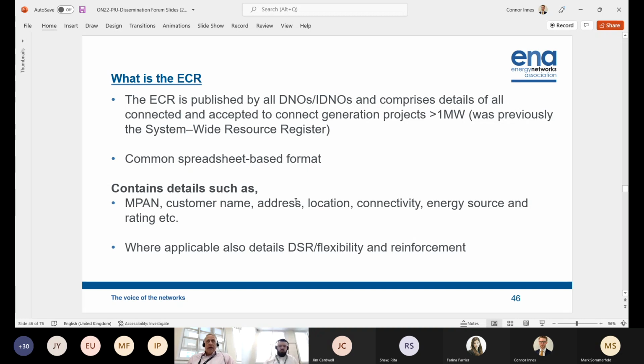For accepted to connect, it's not always possible to publish all of that information, because at the time a project is immediately accepted, some of that information is not known and certainly isn't available. And I said it's published on a monthly basis. And where applicable, we also publish information on flexibility. Which of those sites of 1 megawatt are currently providing flexibility services, and as a second or third tab, information on reinforcement that's being carried out or is being planned to be carried out by DNOs to support the delivery of those LCT connections that we spoke about.